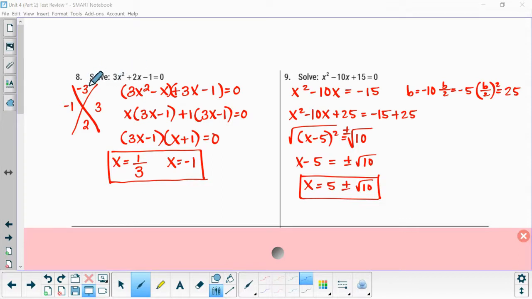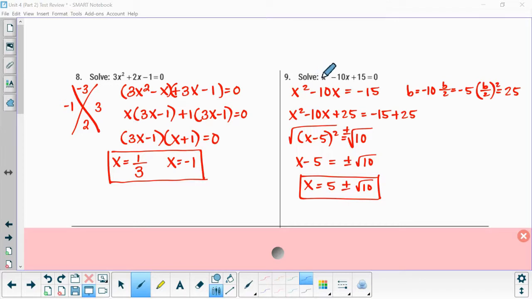It multiplies to be negative 3, adds to be 2, split the middle term with negative 1 and positive 3. Group the first 2, the GCF is x. Group the second 2, the GCF is positive 1. That leaves me with 3x minus 1, x plus 1. x should be equal to 1/3, and x should be equal to negative 1. Now, you should get the same answer no matter what method you use. It's just some tend to be easier than others.